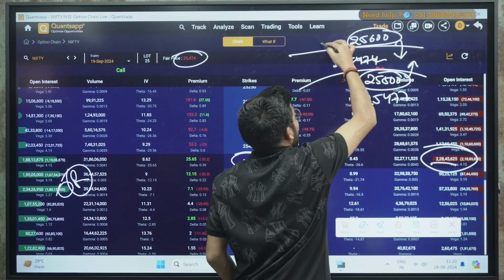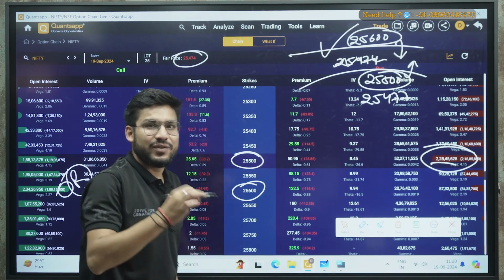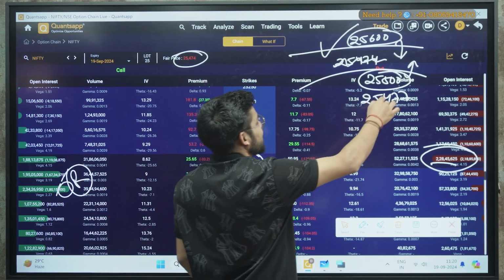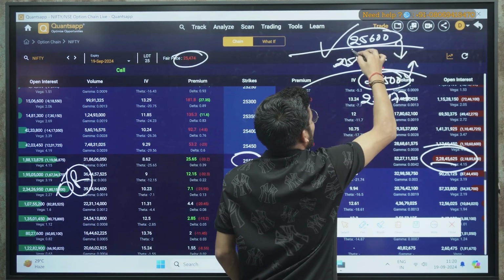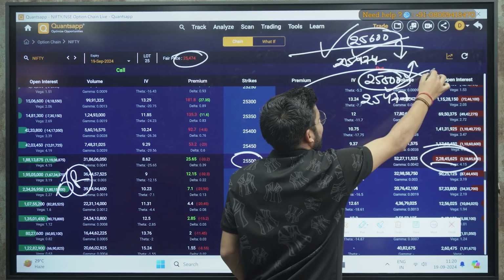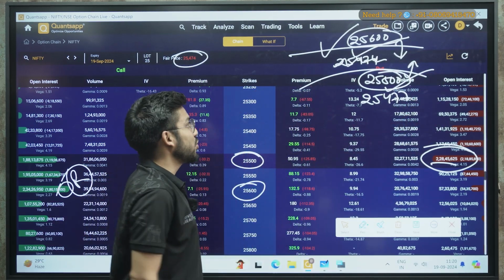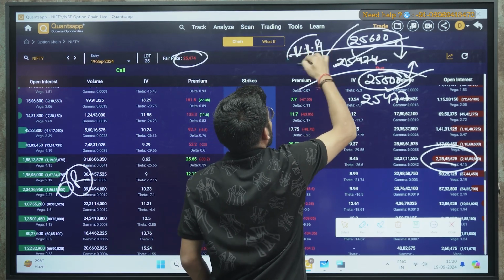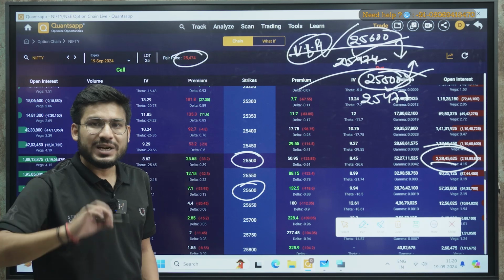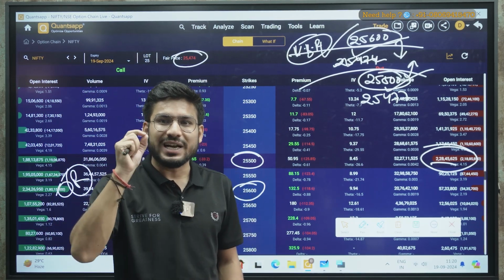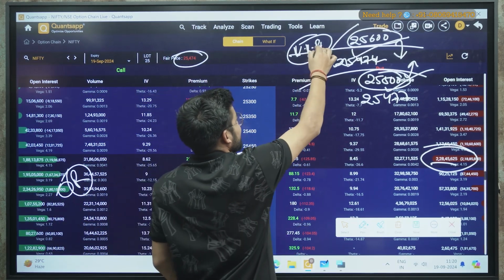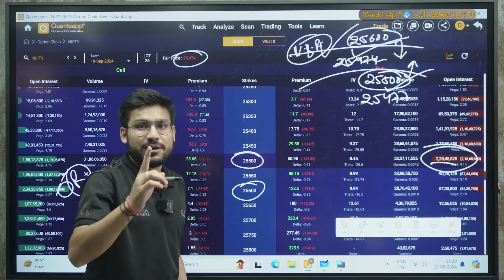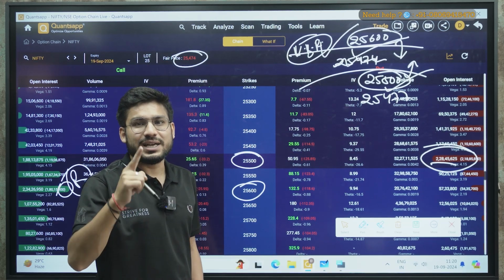So clearly my call sellers are heavy right now, they are winning, and that is why my market is not only below 25,600 but below 25,500 also. You can see this is clearly my very strong resistance, the 25,600. Now what if I tell you we can take entry whenever this strong resistance breaks? That is how we take entry in a breakout.